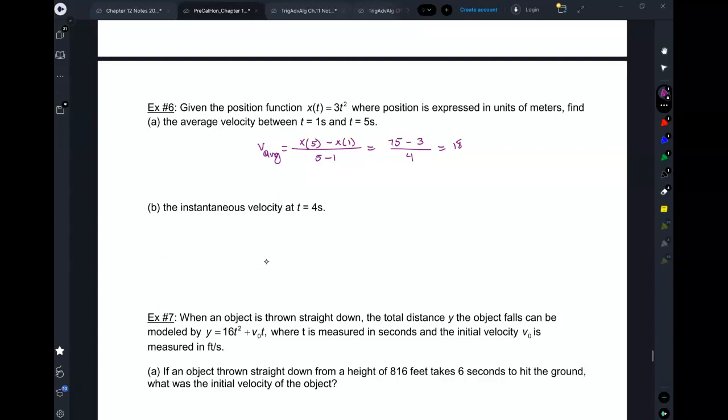Okay. So, units. What units then? Meters per second. Fabulous. And then the instantaneous velocity is, okay, v of 4.